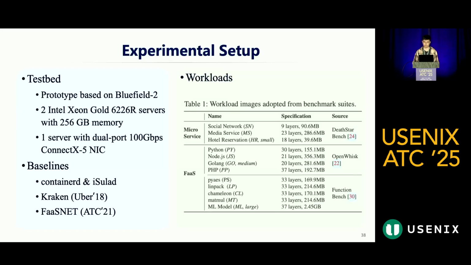For the evaluation, we implemented a prototype of Poby on BlueField 2 and used containerd and iSulad as our industrial baselines. We also compared against 2 state-of-the-art systems. The first is Uber's P2P image system, Kraken, and the second is Alibaba's provisioning accelerator, FastNet. As for the workload images, we selected 12 representative images from DataBench, OpenWhisk, and FunctionBench.